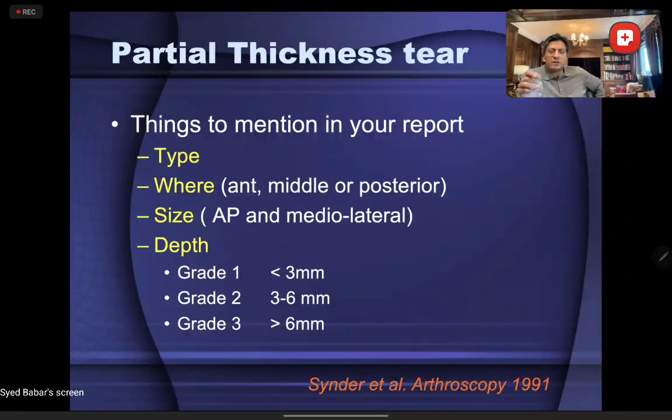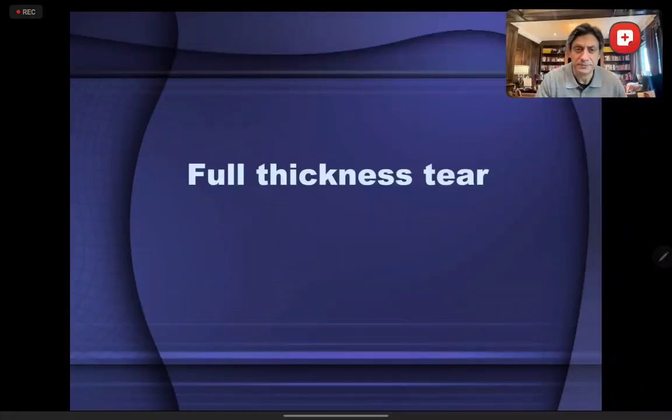What is the type of tear? In other words, it's a partial thickness or a full thickness. Where is it? Anterior, middle, and posterior. What is the size? AP and medial lateral. And what is the depth? If you mention all of these things, you're home and dry, because that's all you need to tell them.